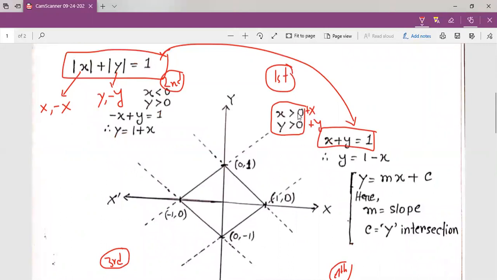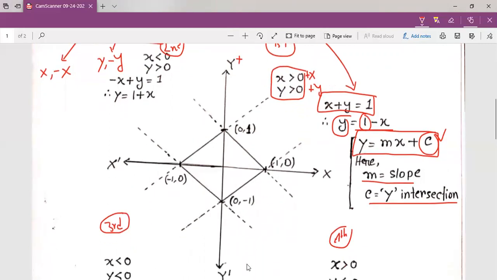So for the first coordinate, we get plus x plus y is equal to 1. Now we keep y on the left side and everything else on the right side. And this makes an equation of a straight line, okay? Here the c will be the y intercept and m will be the slope. So our y intercept is 1. For y, plus will be above and minus will be below. And for x, plus will be on the right and minus will be on the left side.